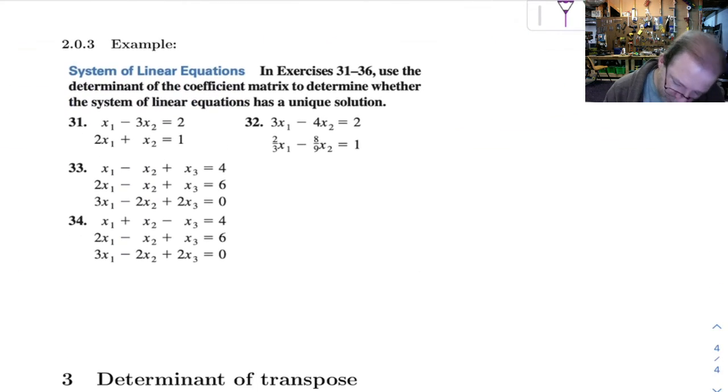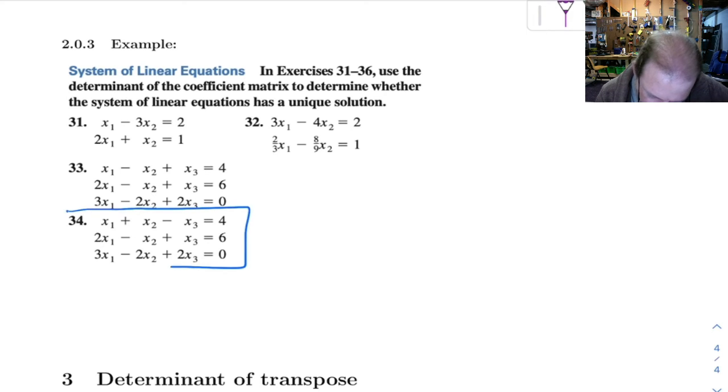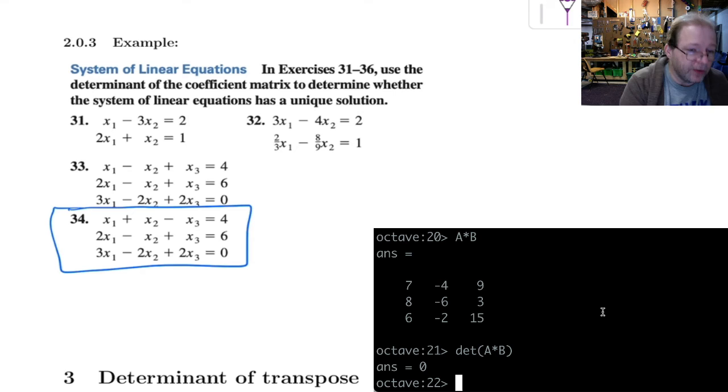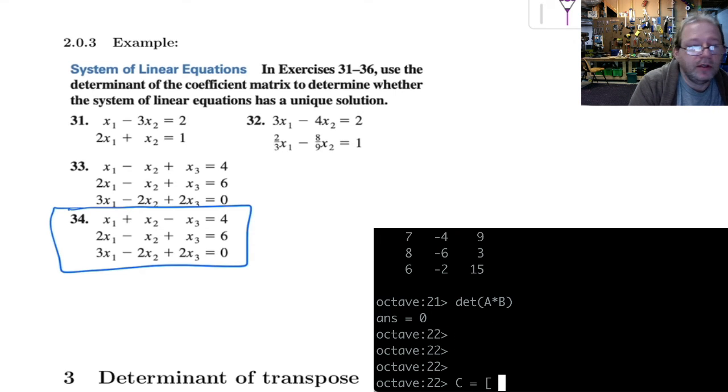All right, let's look at this next one. It says, use the determinant of the coefficient matrix to determine whether the system of linear equations has a unique solution. All right, let's do number 34. And let's use Octave for this one. Really, what they're wanting us to do here is just take the determinant of the coefficient matrix. So I'm going to call it C.